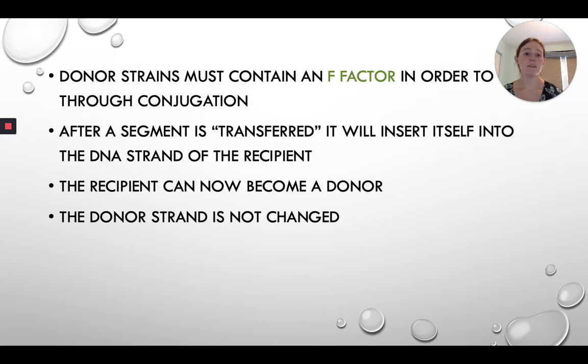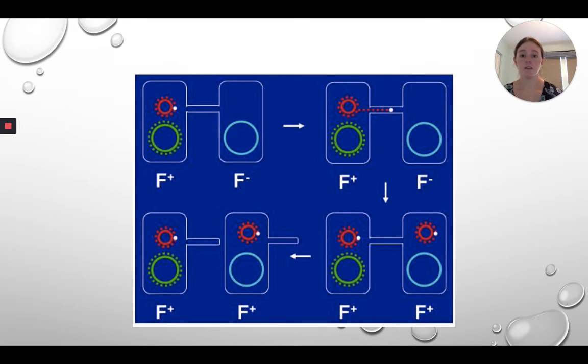Donor strains must contain an F factor in order to go through conjugation. After a segment is transferred, it will insert itself into the DNA of the recipient, making that recipient a donor. The donor cell is not changed, so it does not get any DNA from that recipient cell. It is only giving.